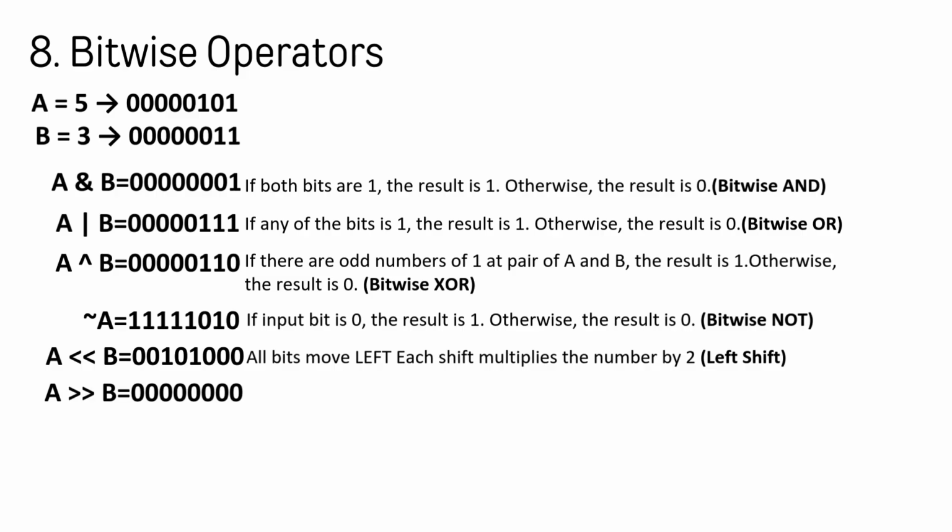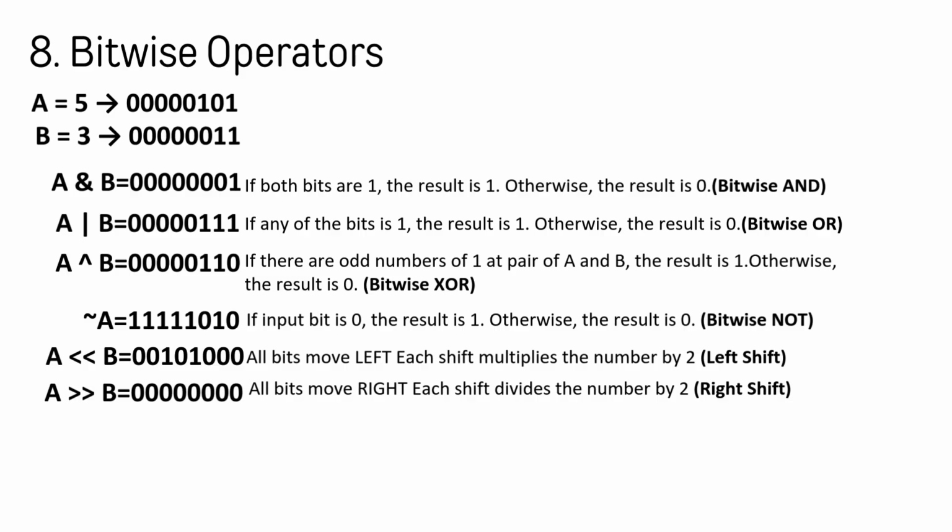Now come to the right shift. All bits move right, and each shift divides the number by 2. That means here the value of A is 5 and B is 3. We have to perform the right shift operation on 5 three times. At first, if we divide 5 by 2, the first time it will generate the result 2. Then again we perform the division operation by 2, 2 divided by 2 is equal to 1.